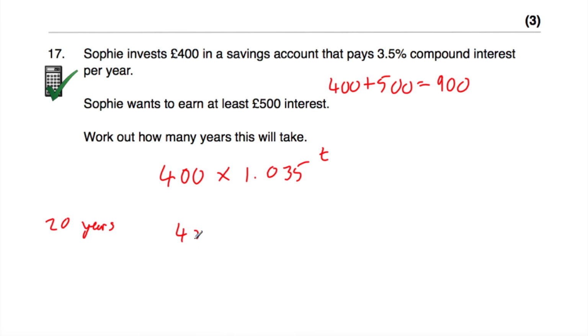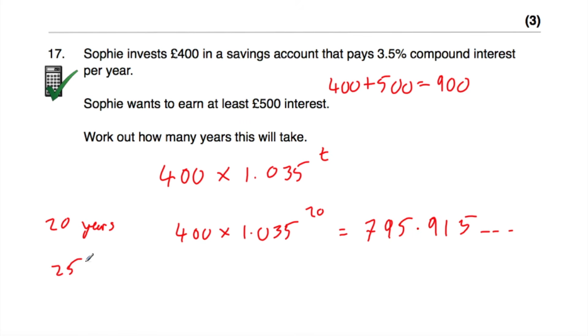So we've got 400 multiplied by 1.035 to the power of 20. And that's equal to £795.915 and so on. So that's quite a big increase, but it's not quite the £500 interest that she wants. It's only £395 interest. Okay, so let's try another number.